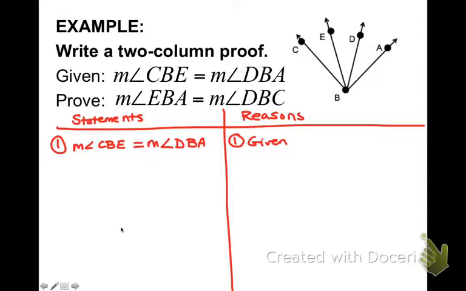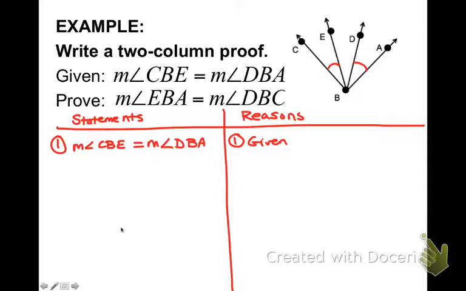All right, well, let's look at the diagram and see what this really is telling us. The given is telling me that angle CBE is equal to angle DBA. So those two angles are equal, right? That's what they're telling me.